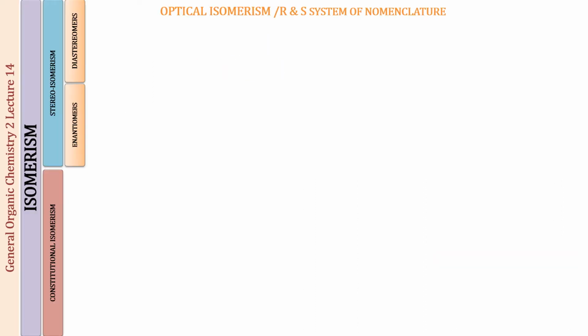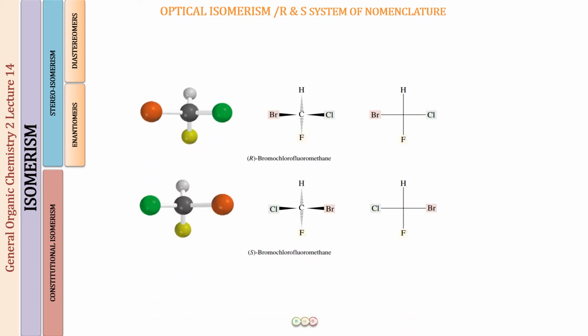So let us begin this lecture with a brief recap of what we have done in the previous lectures, and that we are going to do with the help of this diagram. In this diagram, what you can see is that we have two compounds. This is compound A and this is compound B. The name of the two compounds is going to be bromochlorofluoromethane. This is also going to be bromochlorofluoromethane. Both of them have the same structural formula.